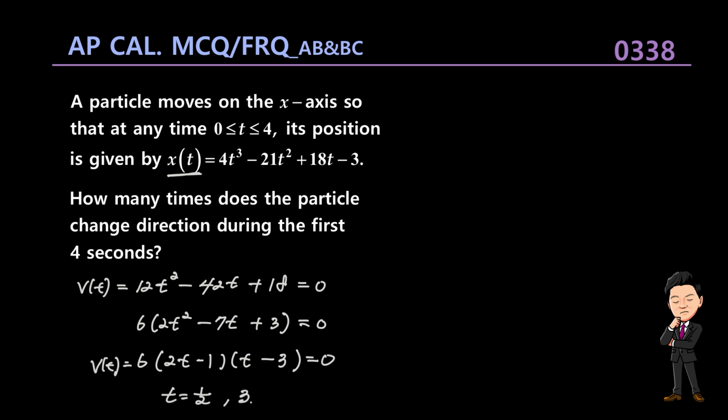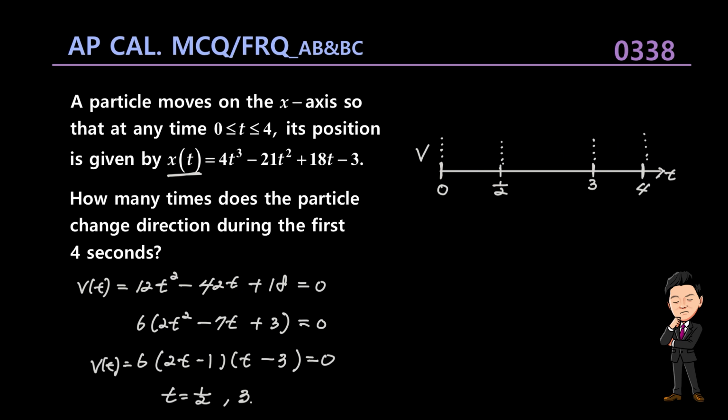So we're going to test the intervals. Let's draw the number line here. Time t is always greater than 0, right? So 0 to, let's say here is a 4. Velocity is equal to 0 when time t is equal to 1/2 and when it is 3. So we're going to test these 3 intervals, right?